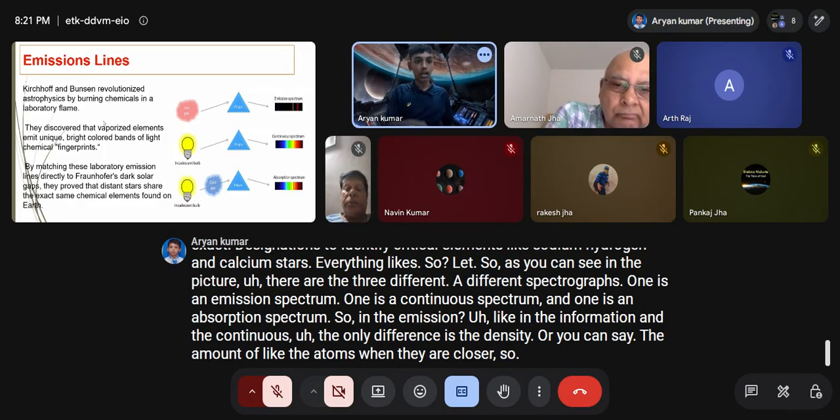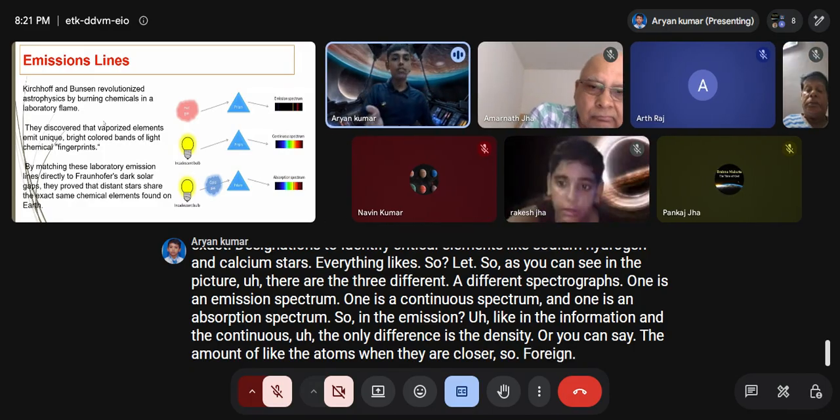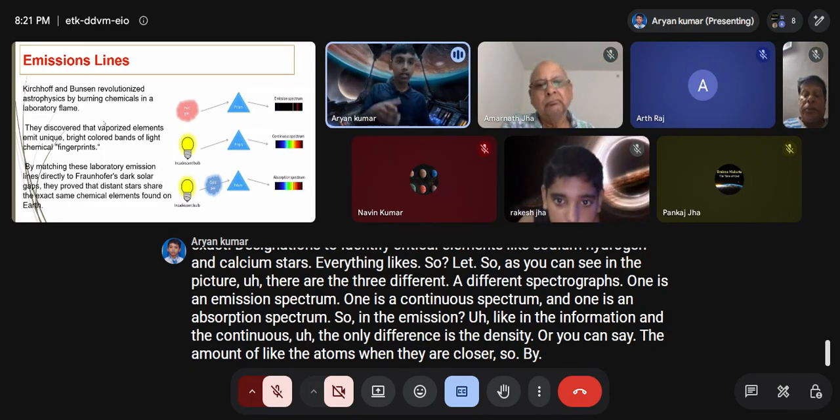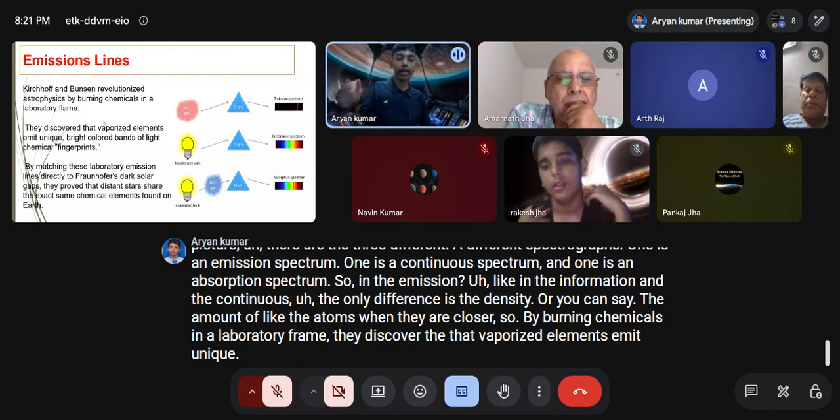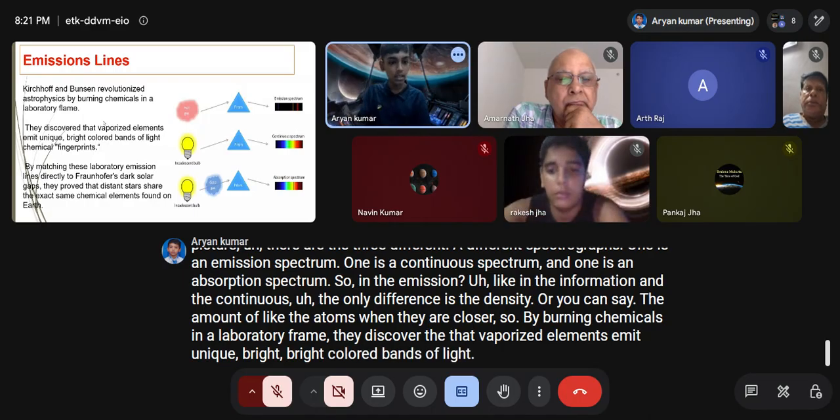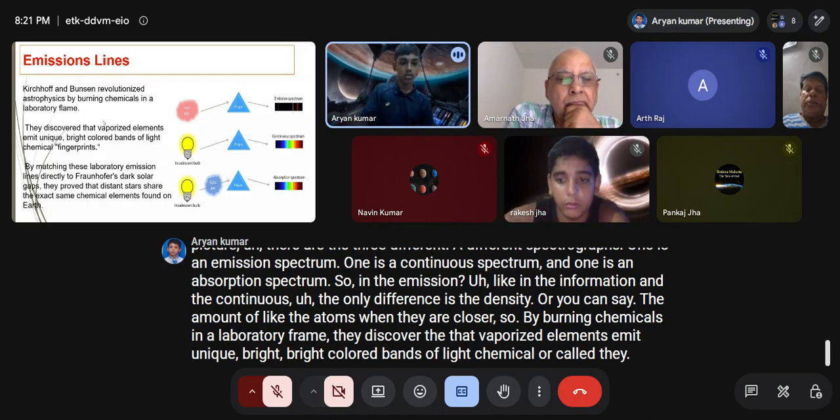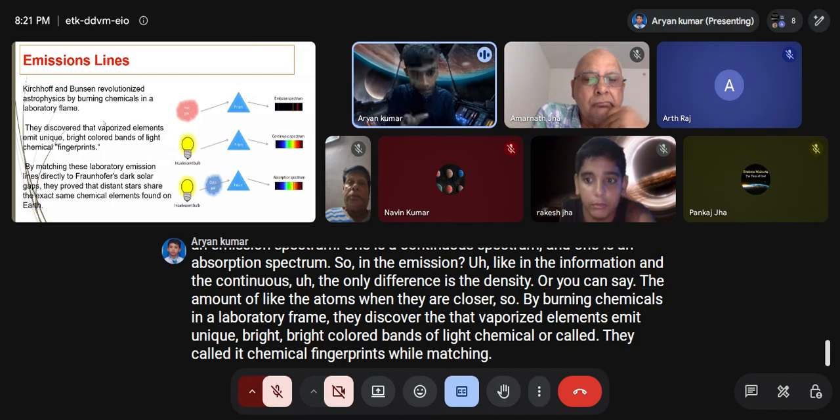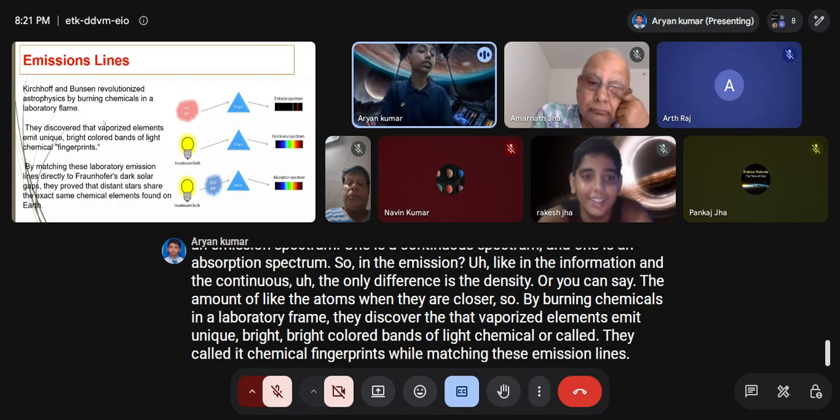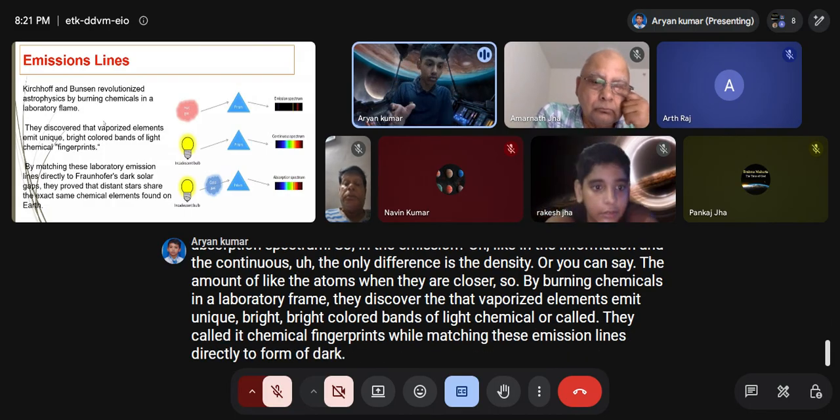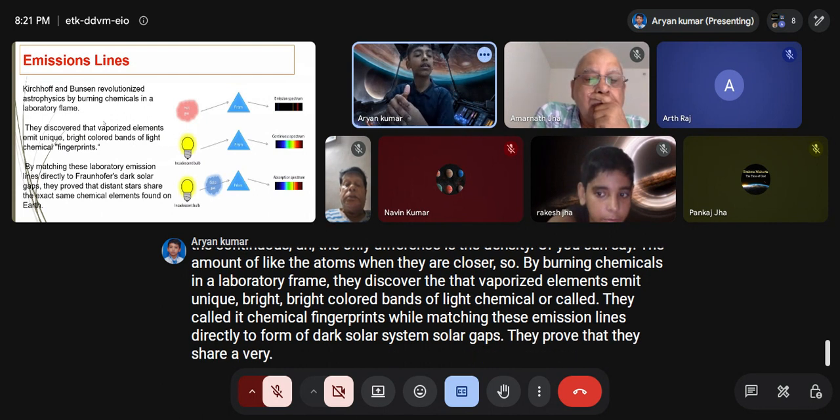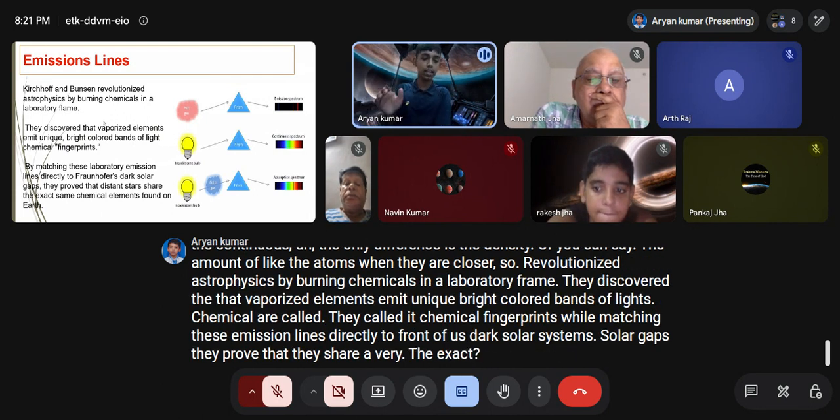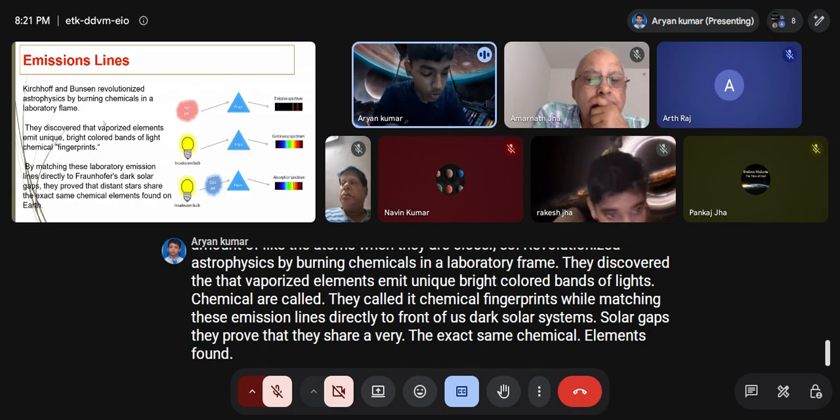Kirchhoff and Bunsen revolutionized astrophysics by burning chemicals in a laboratory flame. They discovered that vaporized elements emit unique bright colored bands of light. They called them chemical fingerprints. By matching these emission lines directly to Fraunhofer's dark solar gaps, they proved that the stars share the exact same chemical elements found on Earth.